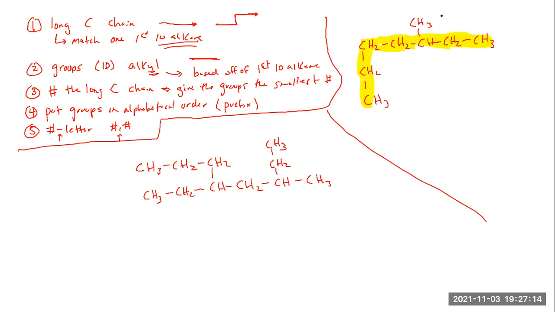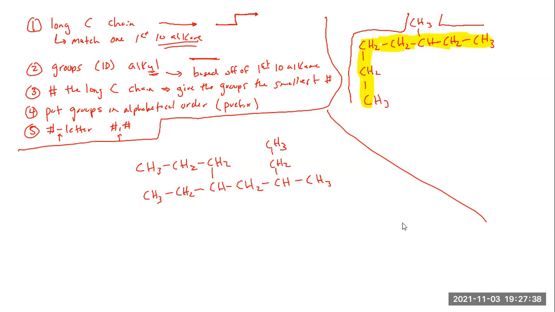For example, if we started here and went this way, that would be 1, 2, 3, and 4, which is obviously less. If we started on the bottom here and went up, 1, 2, 3, 4, 5, and 6, which is also less than 7. So the one I highlighted does appear to be the longest continuous carbon chain.